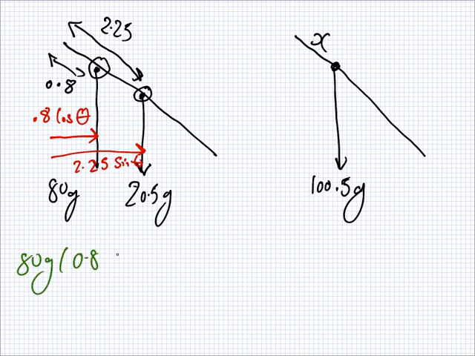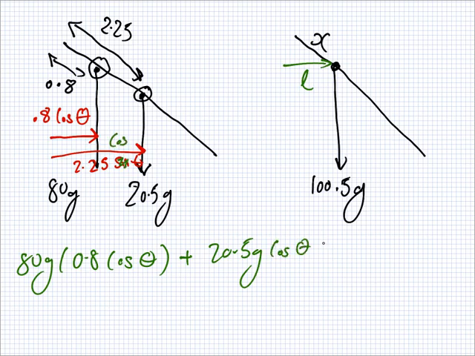So you can have 80G times 0.8 cos theta plus 20.5G, I'll call this here L. Why did I say cos, sine? Sorry, that's cos as well. 20.5G cos theta. That must equal 100.5G times L. And here, sorry, this should be 2.25 cos theta. Okay. So can you get the L here?